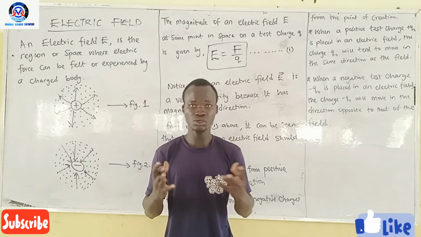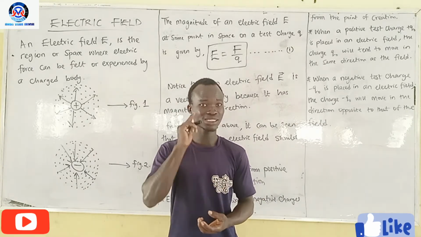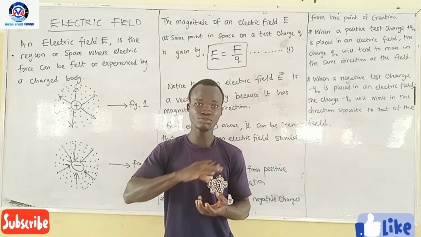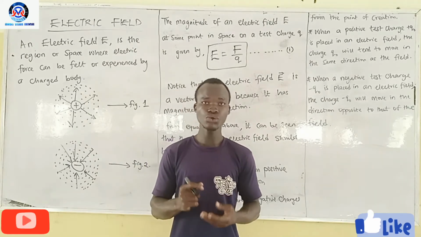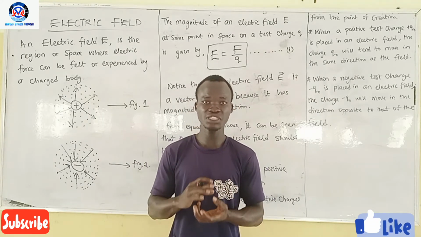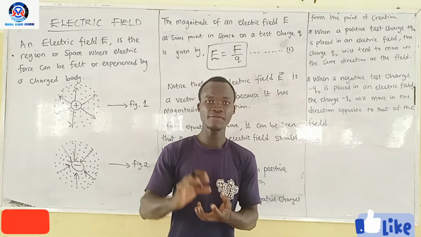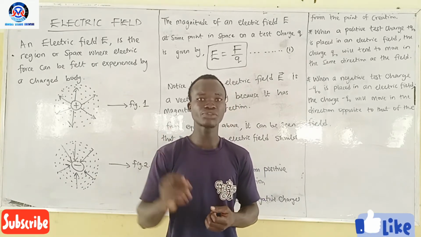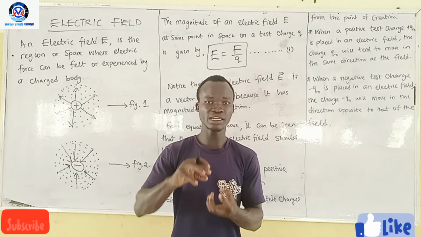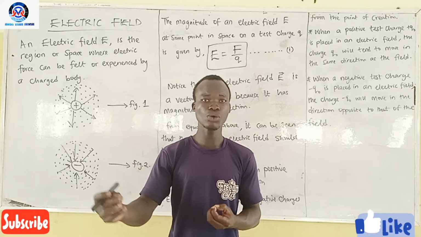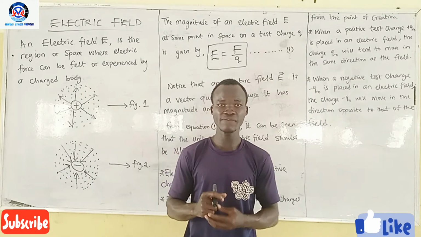We know that charges cause electric fields. Charges create electric fields around themselves. Static charges, yes, static charges create electric fields around themselves. So now, we also know that if a positive charge creates an electric field, the electric field will point away from the positive charge. And if a negative charge creates an electric field, the direction of the electric field will point inwards to the negative charge.